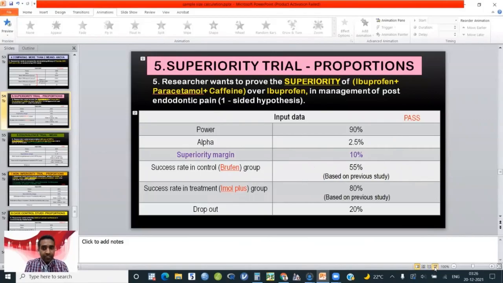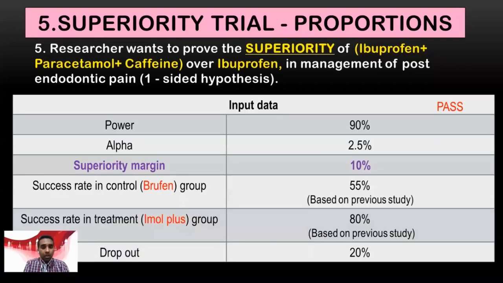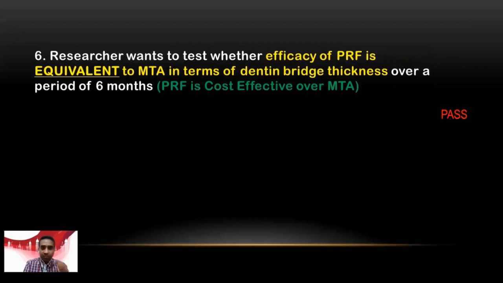In the same way, for an equivalence trial and non-inferiority trial, we have to give an equivalence margin and non-inferiority margin. Now I am going to explain about an equivalence trial. Let me read the question. Researcher wants to test whether efficacy of platelet-rich fibrin is equivalent to MTA in terms of dentin bridge thickness formed over a period of 6 months.